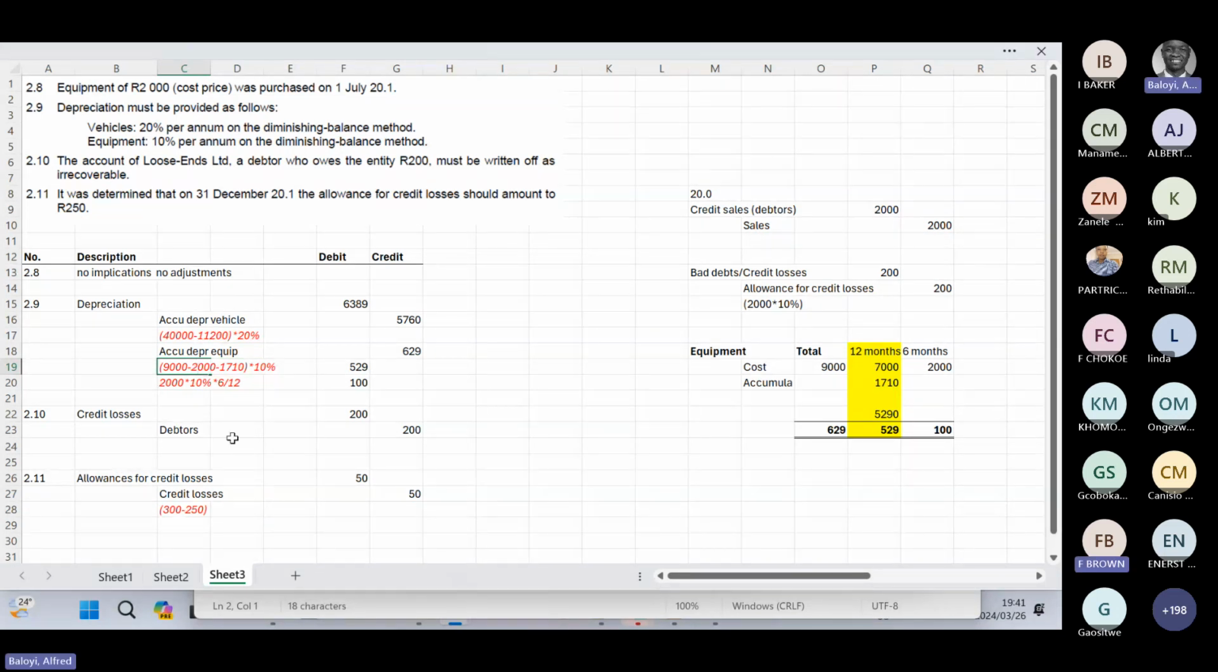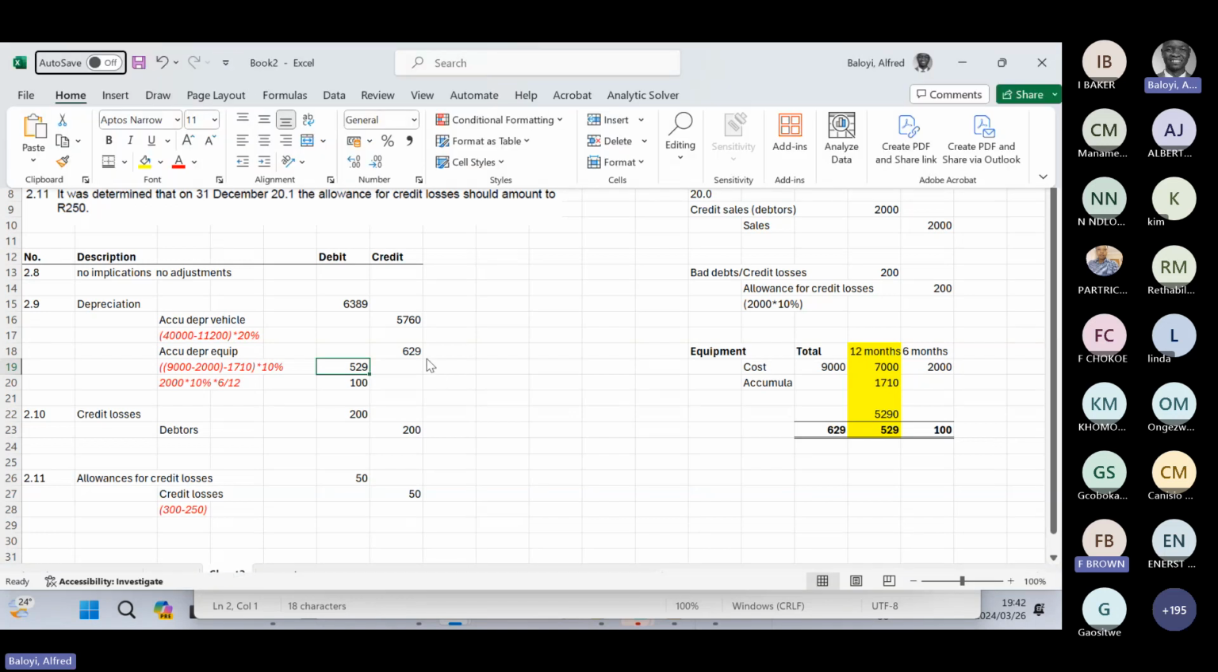So what you're doing here, you are trying to reduce the cost. This part here is just the 9,000 minus the 2,000. This is removing this additional 2,000. Why are you removing it? Because this one must be calculated for 6 months, and then this one must be calculated for 12 months. You get the 529. So the total of this will give you the 629.